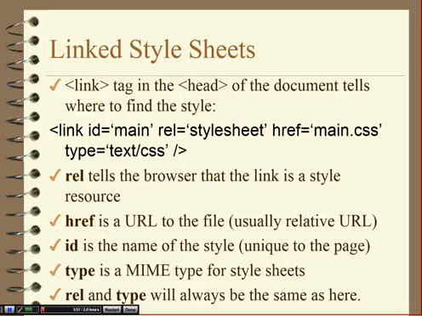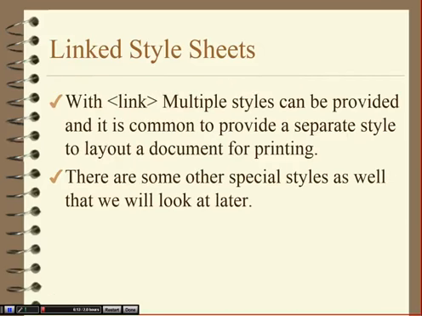So the rest of this is pretty boilerplate. Although you can give the style sheet an ID, it's rarely used. The relationship, style sheet, and the type, text/CSS, they're always going to be the same. It's possible to have multiple styles linked in, and especially when we use jQuery Mobile, you'll see that.